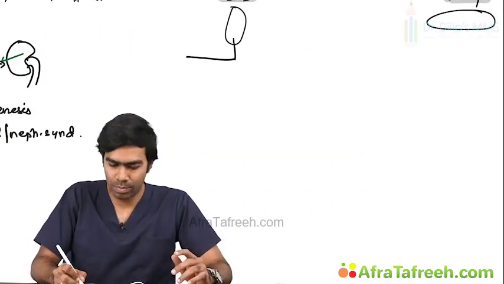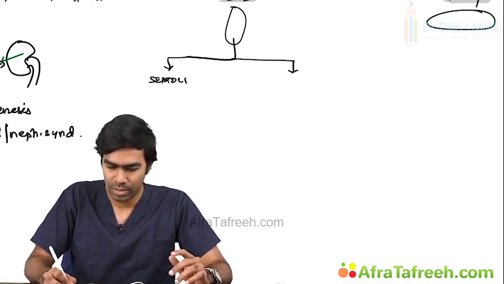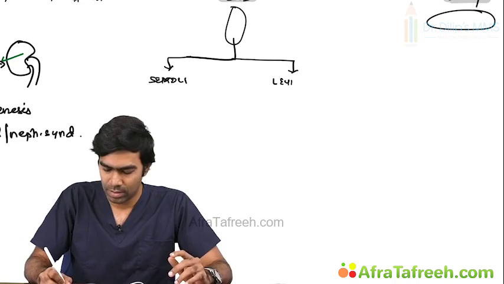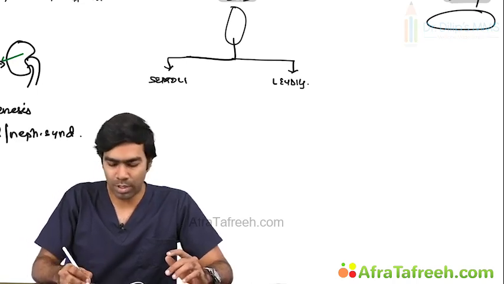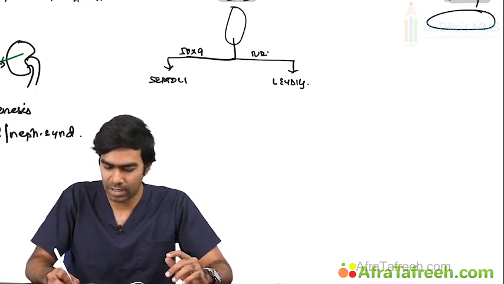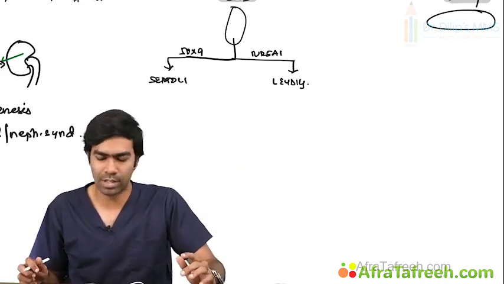So let us move on to further development of the testis and development of other male structures. This testis is going to have two types of cells. One is the Sertoli cells and another is the Leydig cells. Sertoli cell production is under the control of SOX9, and Leydig cell development is under the control of NR5A1, which I have told you already in the adrenal gland embryology itself.